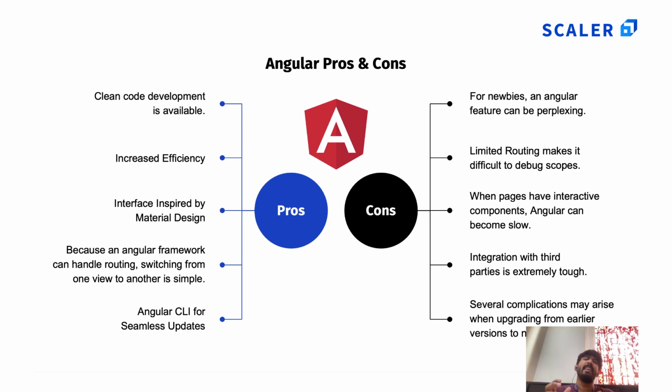For example, when you create a PHP application, you will have index.php, let's say database.php. So you'll have multiple files. In this case, you wouldn't have multiple files, you will have just one single file which is divided into multiple components, right? So as it can handle routing, changing from one view to another view wouldn't be a hassle. It will be a much simpler process.